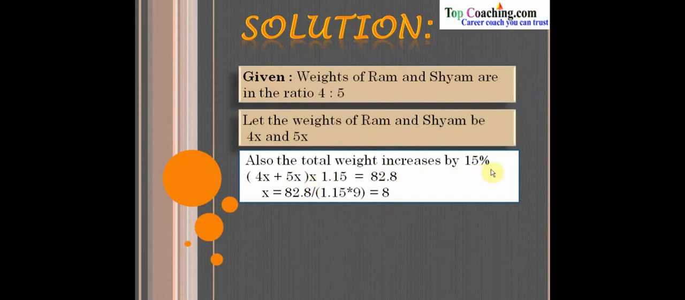Also, the total weight increases by 15%. So (4x plus 5x) into 1.15 would be equal to 82.8. The initial combined weight would be 4x plus 5x, and if we add 15% on this initial weight, we get the final weight as 82.8. So we get the equation (4x plus 5x) into 1.15 equal to 82.8. This gives x equal to 82.8 divided by (1.15 into 9), which is equal to 8. Thus the value of x is equal to 8.